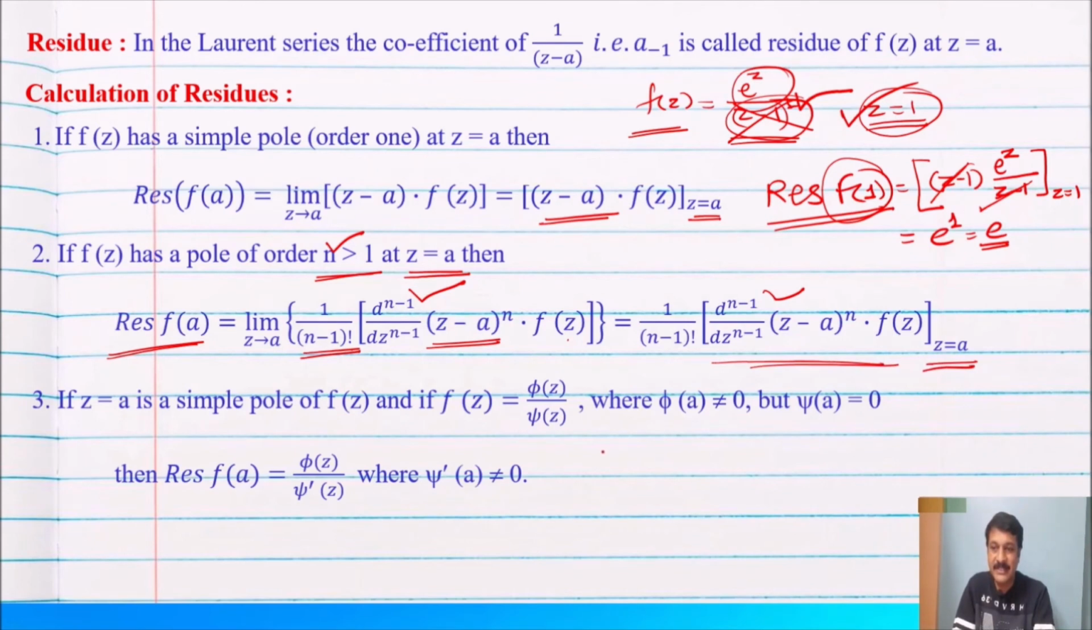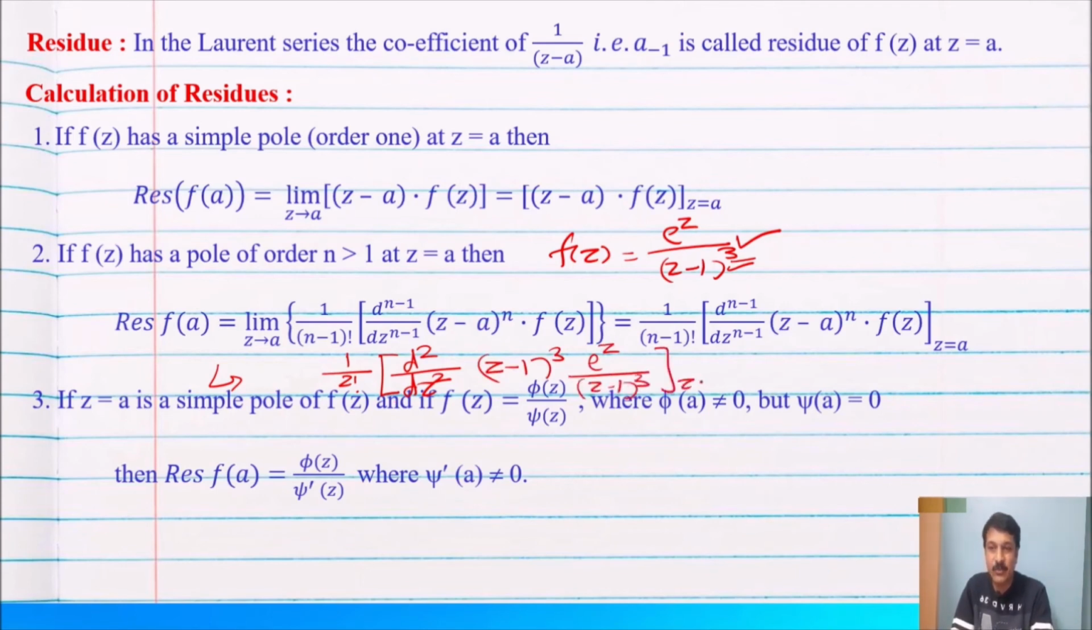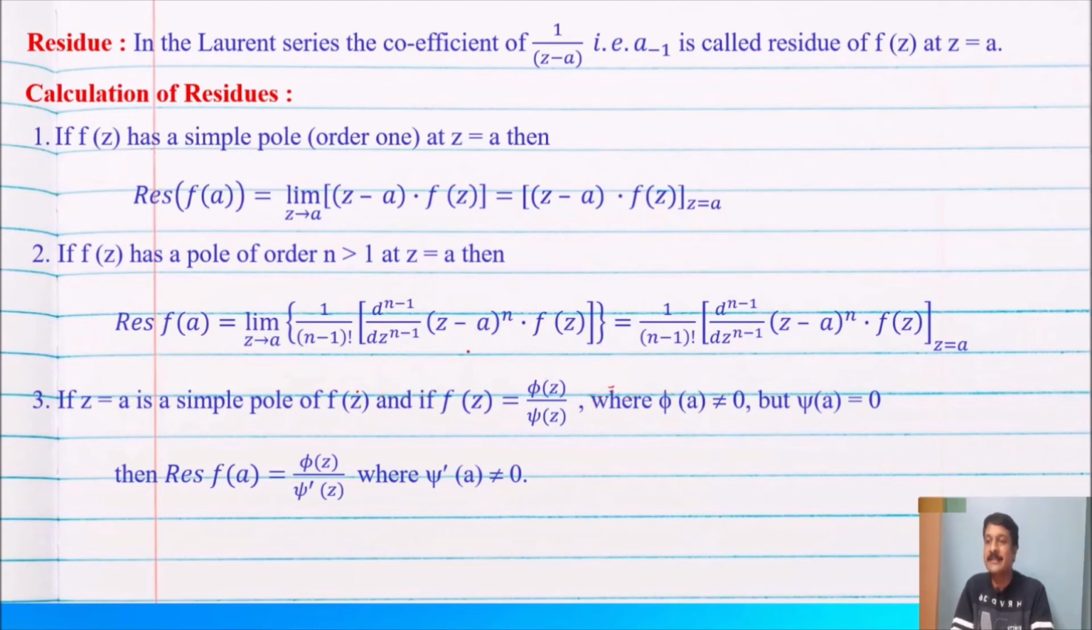For example, consider f of z equal to e raised to z upon z minus 1 cube. What is the order of the pole here? It is 3. So by this formula, it is 2 factorial, and the second derivative with respect to z of what? You multiply the function with z minus 1 cube. I want to find the residue at a, meaning the residue at 1, so that part cancels and I take the remaining part. If the order is n, here the order is 3, so one less derivative means the second derivative of the remaining part, and you put z equal to 1 there. In the examples, it will be clear.